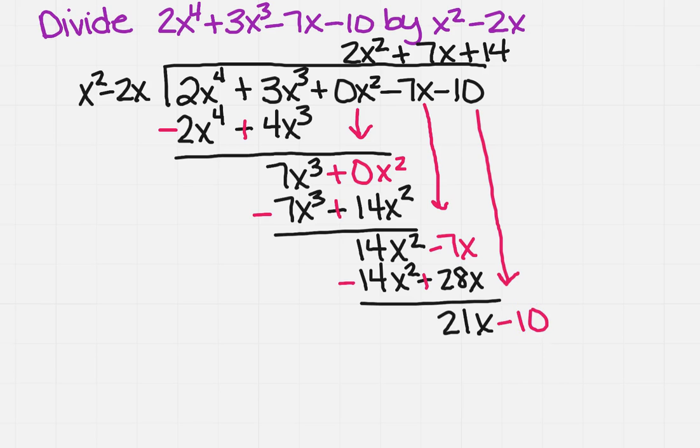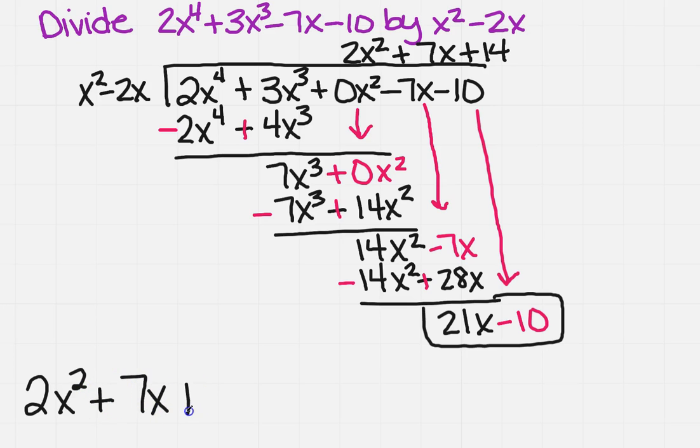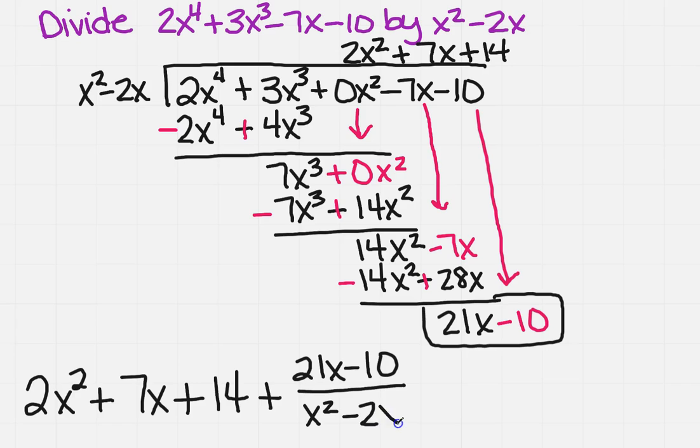Now, there's no place else when you look up here on top that I can divide anything else by. So this whole thing that we got right here, that's your remainder. So we're going to rewrite what our answer is. So we got 2x squared plus 7x plus 14 plus, there's our remainder, so 21x minus 10 all over x squared minus 2x.